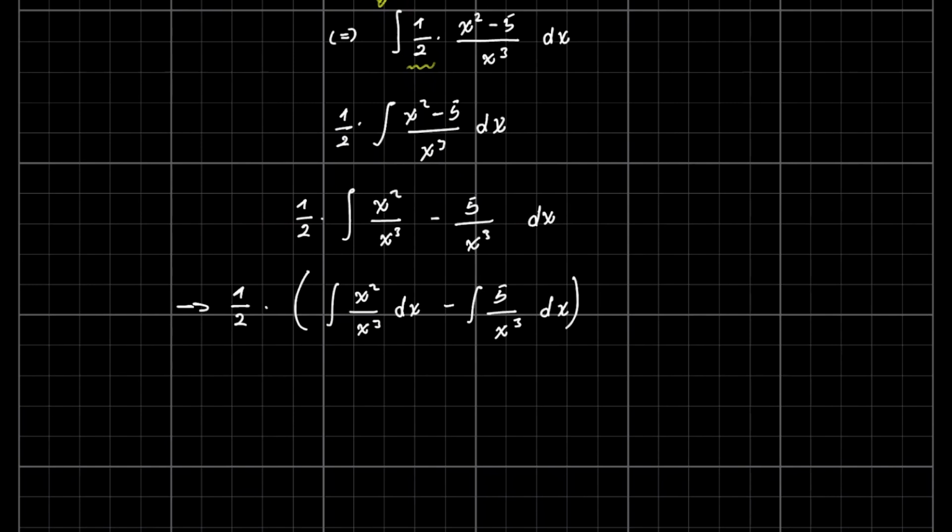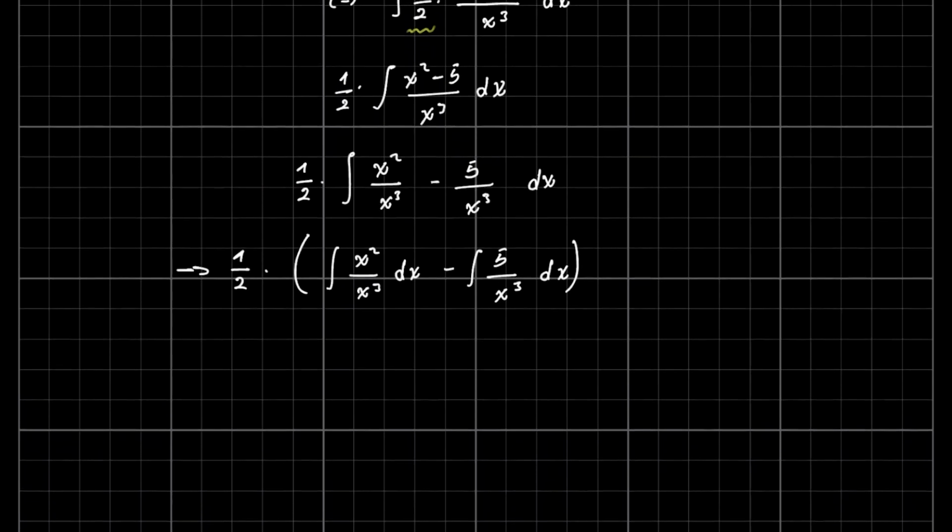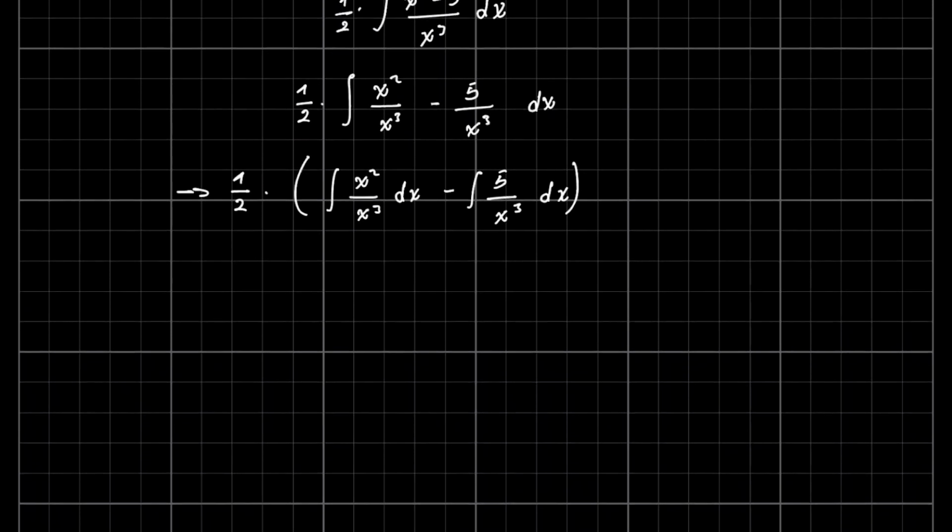And now the integrals look a little bit complicated. So what I'll do is I'll just simplify them in order to be able to solve them. That means I'll have 1/2 multiplied into my integral. Now we know that the squared cancels the cube. I'll just have an x in the denominator. So what I'll have here is x to the power of -1 dx minus my second integral now. And the second integral I cannot simplify any further. Just rewrite it in another way, which is 5 times x to the power of -3 dx. And now I'll just solve each integral alone.